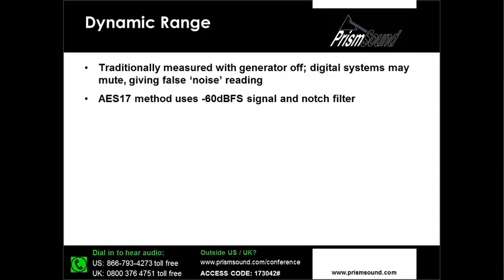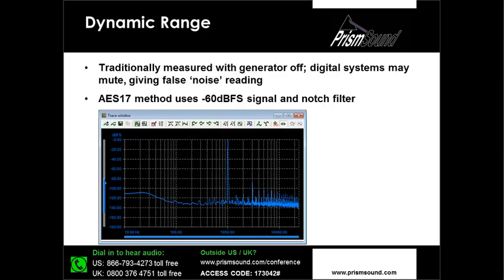So as I said, the AES 17 recommendation suggests using a 60 dB below full scale audio signal, and then you apply a notch filter to the output. So as we saw earlier, it's very useful to be able to define our DA lineup, so we can very simply punch in an analog signal amplitude at 60 dB below full scale and then measure the output.